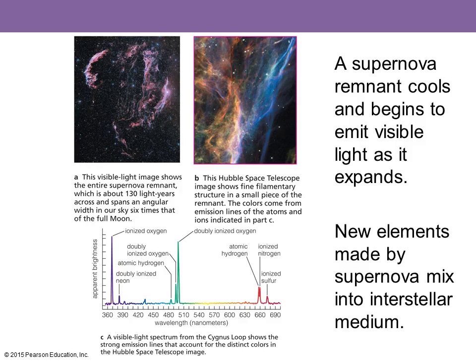A supernova remnant remains cool and begins to emit visible light as it expands, as you see in the pictures in A and B. The new elements made by the supernova mix into the interstellar medium. So as you see in part C, the graph, there's ionized oxygen, neon, hydrogen, sulfur, and nitrogen. So this is just one example of the kinds of elements that we might find as a result of a supernova remnant.